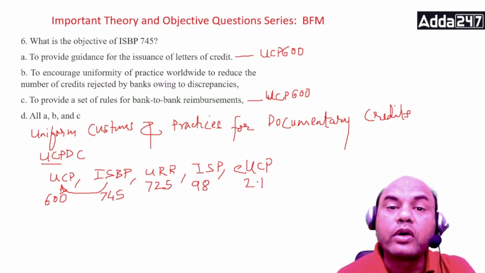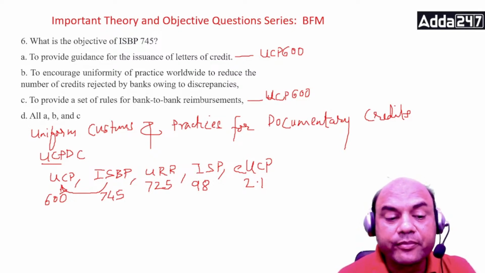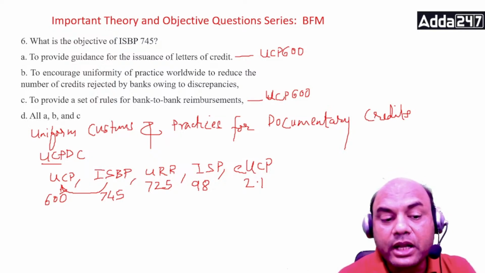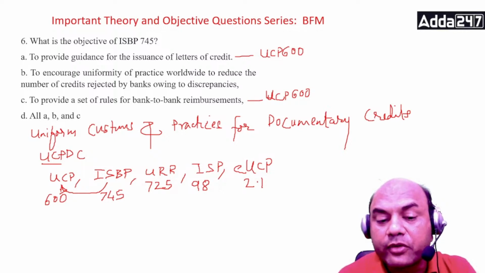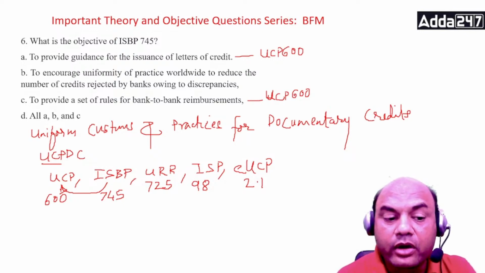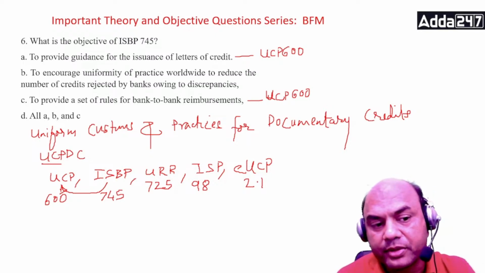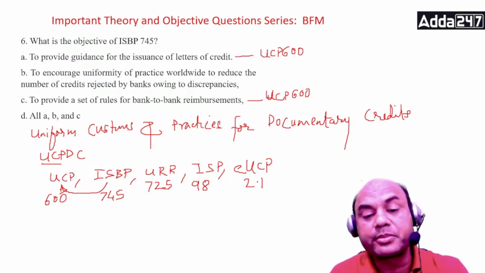EUCP is for the online version of UCP. All this UCP is for LC business. Now LC means physical LC, but nowadays we are shifting to the e-platform. So that's why we have EUCP. EUCP is basically a document for UCP 600, online trading, online movement of UCP. So that is the basic purpose of EUCP.